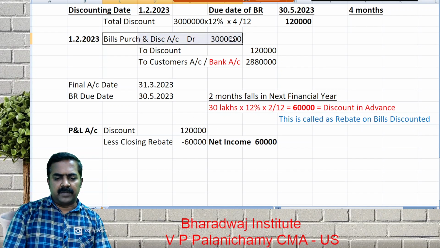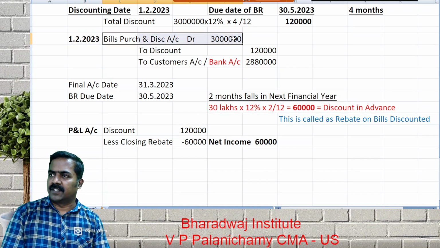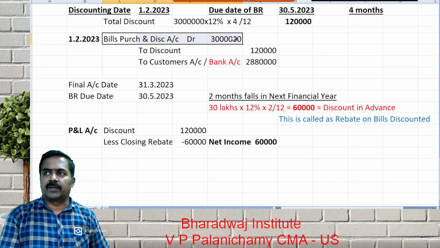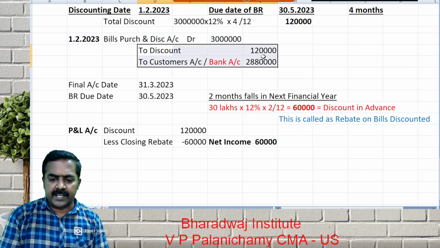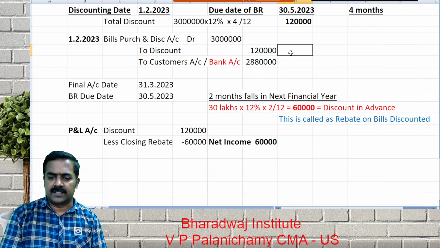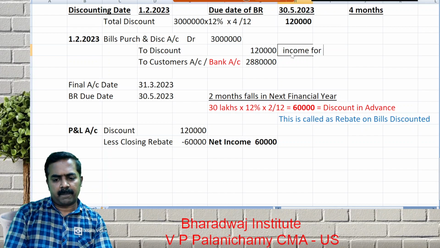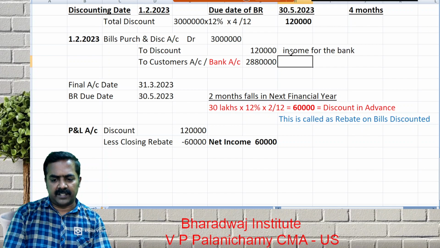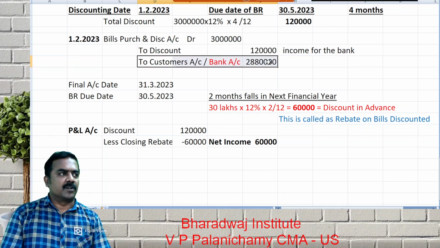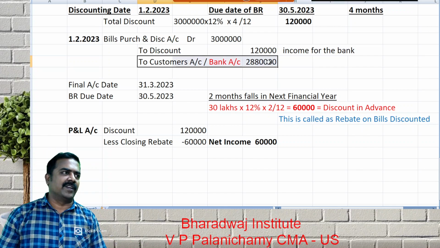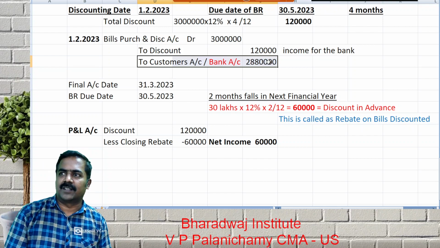Why are we debiting bills receivable account? It is an asset for us. In future, the bank will collect from the acceptor. Why are we crediting discount? It's an income for the bank. Credit all incomes and gains. Credit customer's account, of course. Passbook line, I need not tell you. Whenever the money is deposited, the account is what? Credited.